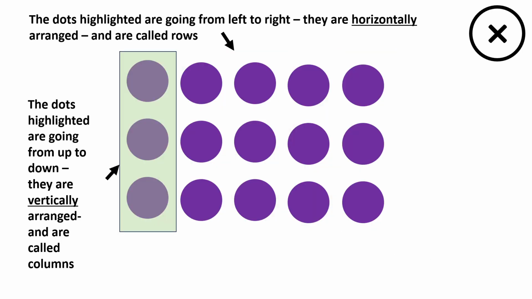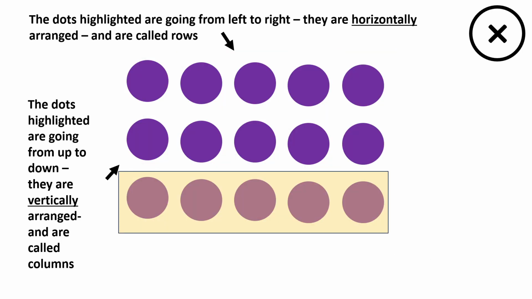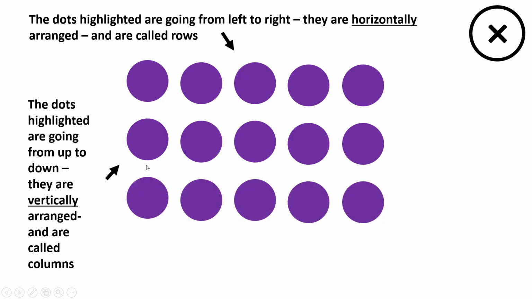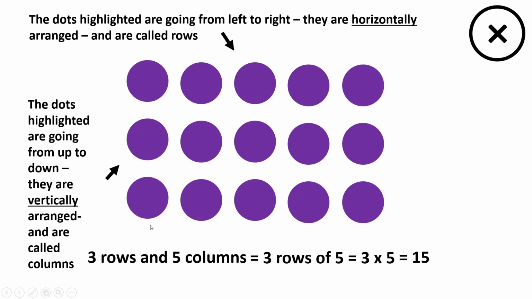Let's go back to looking at one of the rows. We can see that in this one row, there are 5 dots. When we see that there are 5 dots, we will automatically know that there will be 5 columns. And when looking at one column, we see that there are 3 dots. This automatically tells us that there will be 3 rows.